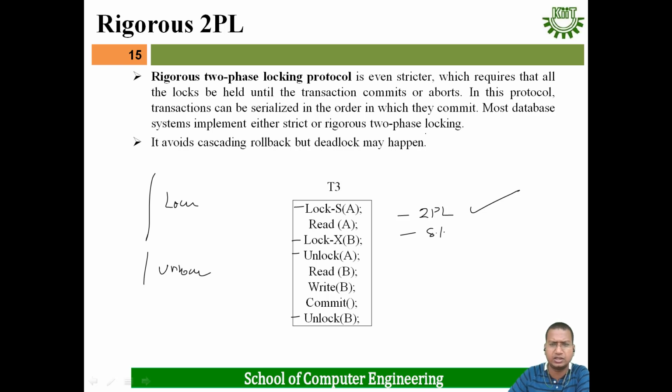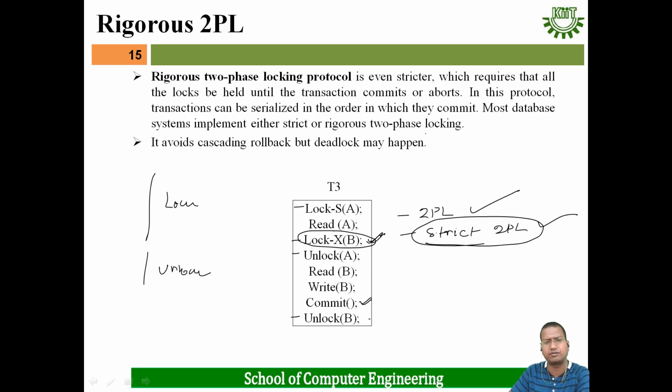Then we have to see whether strict two-phase locking protocol is present in this case or not. For strict two-phase locking protocol, for whatever exclusive locks are there, we have to see lock X on B. Then we can release the lock on B after execution of the commit statement. First the commit statement is executed, then unlock B is executed. That means it is in strict two-phase locking protocol.